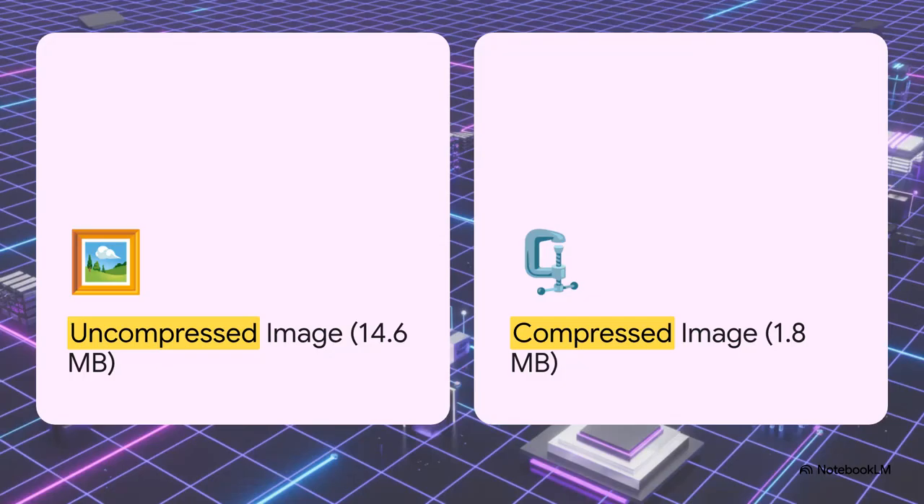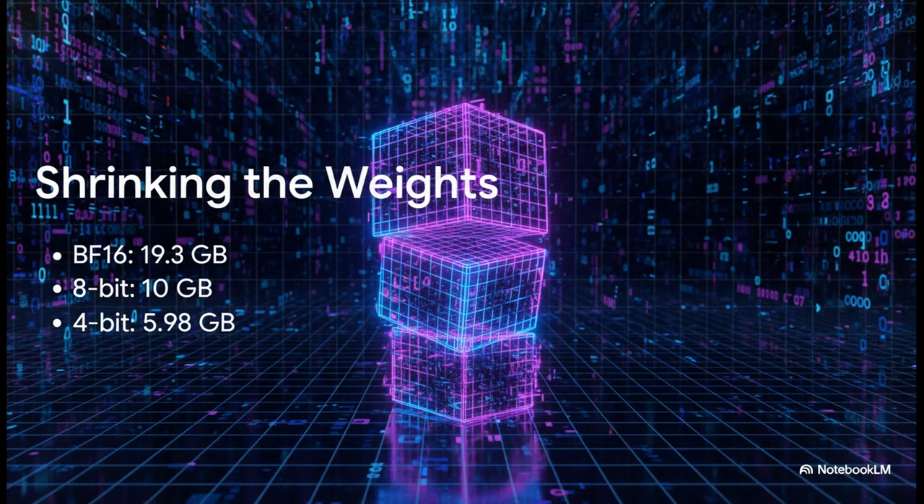And this brilliantly illustrates exactly how we start to tackle that problem: compression. To the human eye, an uncompressed image and a compressed image often look completely identical, right? But the uncompressed version takes up 14.6 megabytes of space, while the compressed one is a tiny 1.8 megabytes. It's drastically smaller. And here's the kicker: we can apply this exact same logic to large language models. When we compress an AI model, which is a process called quantization, we are essentially crushing the model's weights, that vast ocean of numbers that literally make up its digital brain. We can take that massive 19.3 gigabyte model and squash it down to 10 gigs at 8-bit, or even a highly compressed 4-bit version at just 5.98 gigabytes.